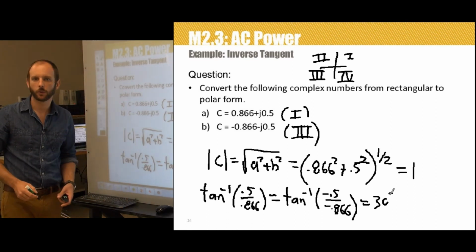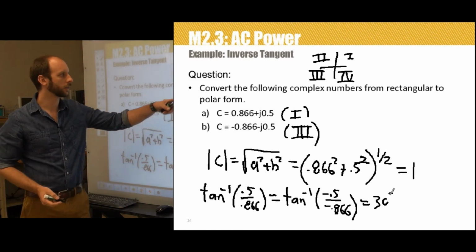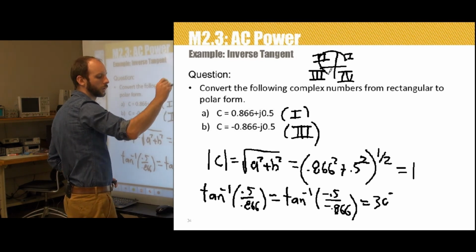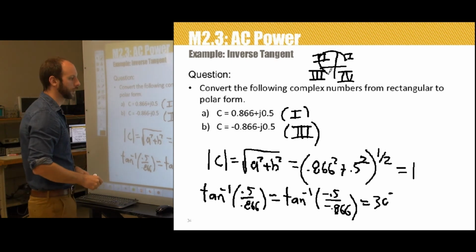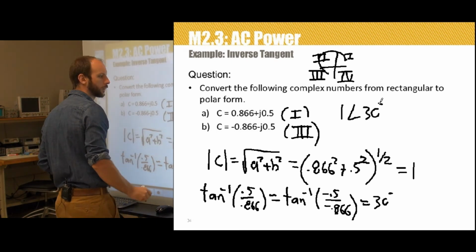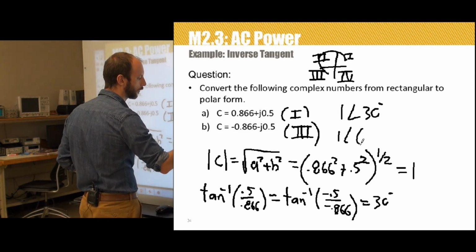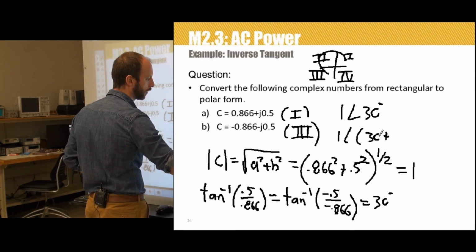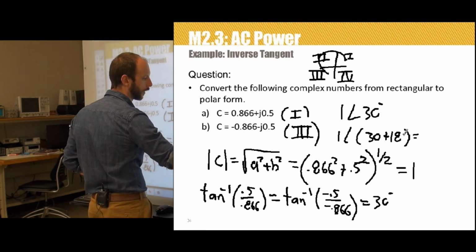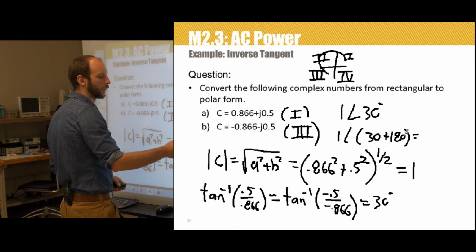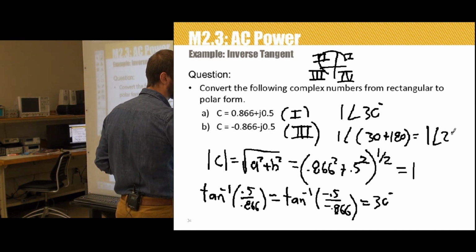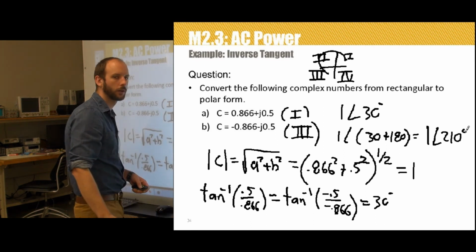Well, this has to be in the third quadrant. So how do we do that? Well, we just add 180 degrees. If the point's here and it needs to be in the third quadrant, we just are rotating 180. So the answer to A is going to be 1 at angle 30 degrees. The answer to B is going to be 1 at an angle of 30 plus 180 equals 210. 1 angle 210 degrees.